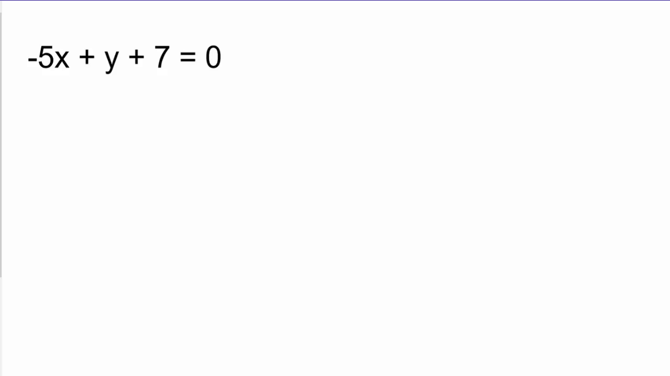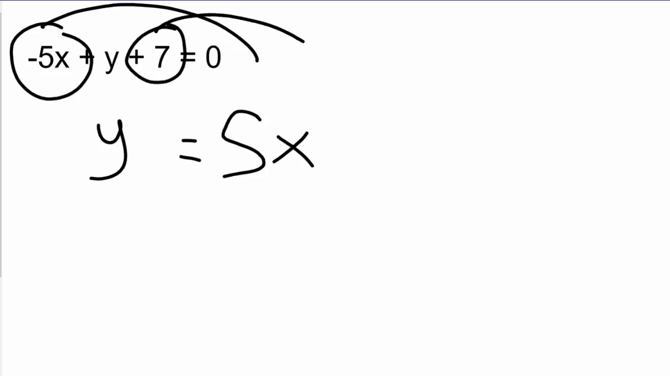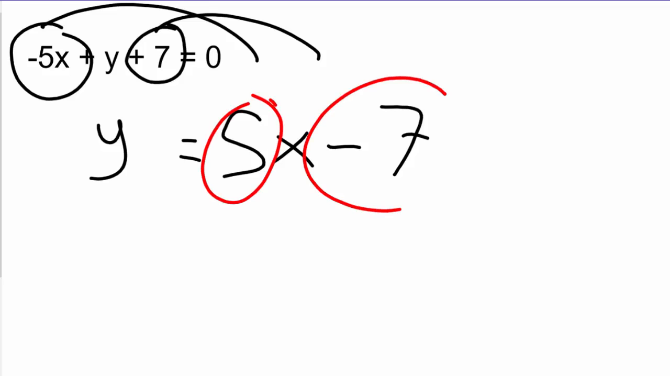And one more example. What is the slope here? We just have to play with the equation a little bit. Y is there. And I'm going to send the negative 5 to the other side of the equation as 5x. And plus 7 goes to the other side as minus 7. So slope becomes 5. Y-intercept becomes negative 7.